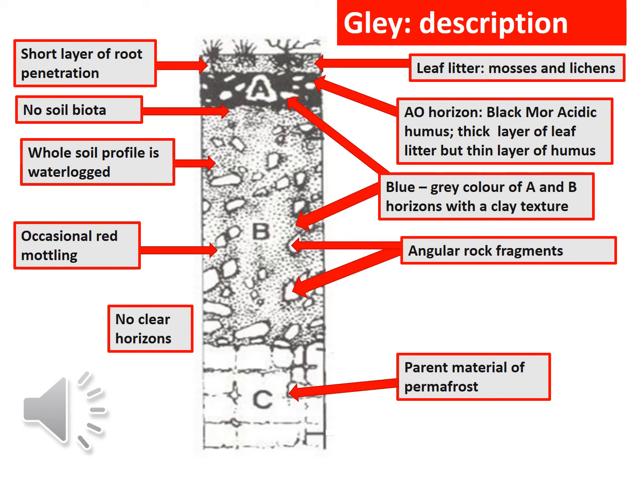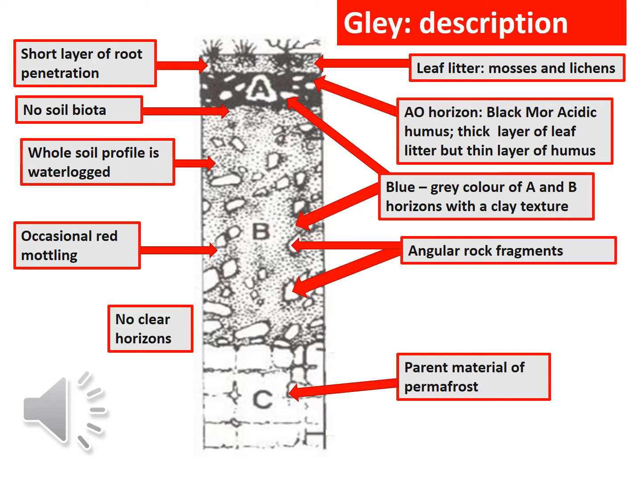Our next layer is the AO horizon. This is a black, more acidic humus. There's a thick layer of leaf litter, but a thin layer of humus. Again, explained on the next slide. Then we have our blue-grey colour of our A and B, and both of them have a clay texture as well. Okay, very close together, very little spaces in between.